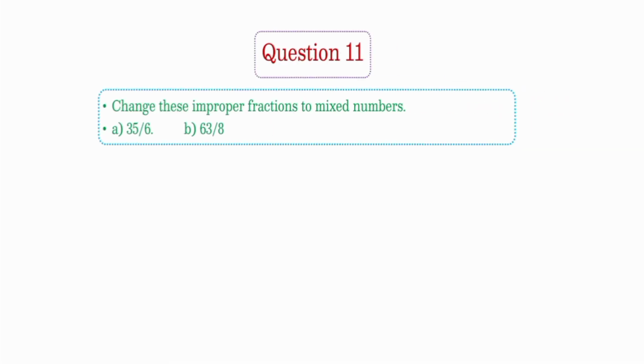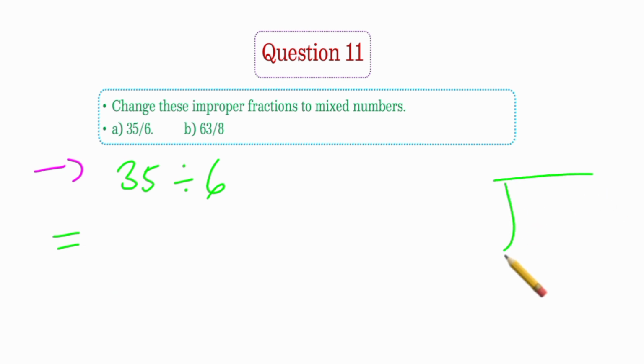Next question, question number 11. Change these improper fractions to mixed fractions or mixed numbers. First one is given, A, 35 over 6. How would you convert it to a mixed fraction? To convert 35 over 6, we do 35 divided by 6. Okay, work it out.